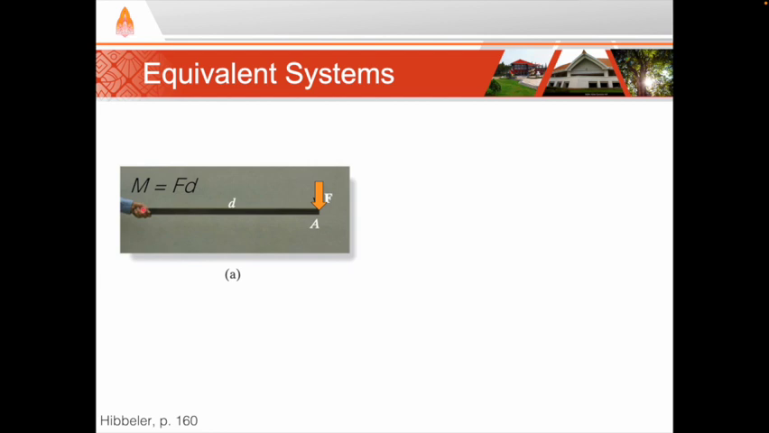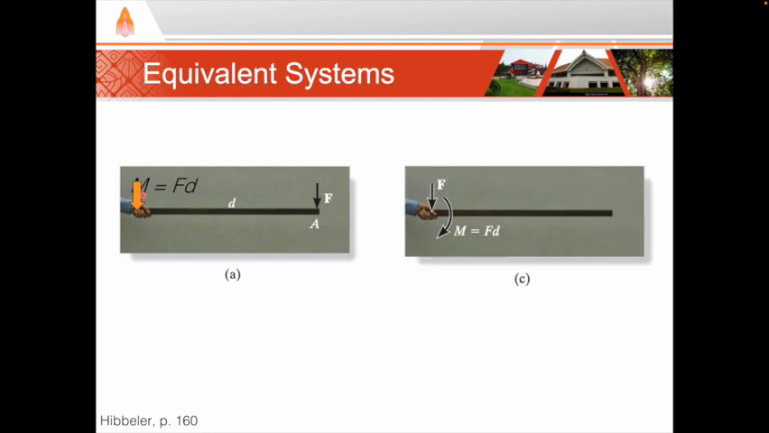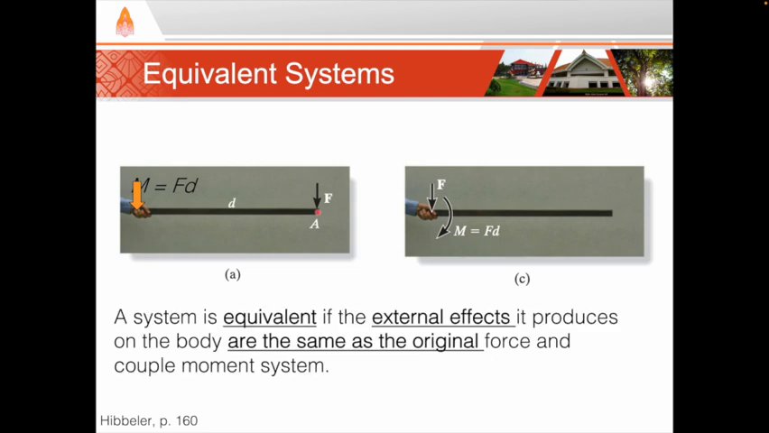If we applied a force F at the location of the hand and also a moment equal to F times d, this system is equivalent to the first one. So we see that this force and moment is equal to this force that is applied at this distance. So a system is equivalent if the external effects that it produces on the body are the same as the original force and couple moment system.